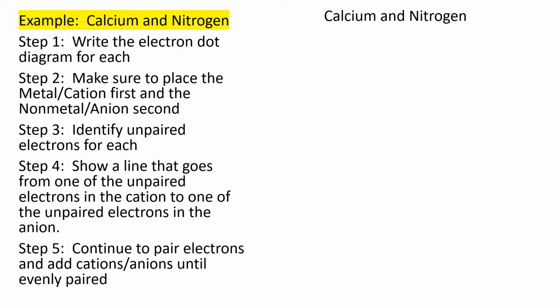All right, so for our example, we're going to go ahead and look at calcium and nitrogen. In regards to the steps that we're going to follow, here they are. Step 1 is to write the electron dot diagram for each one.